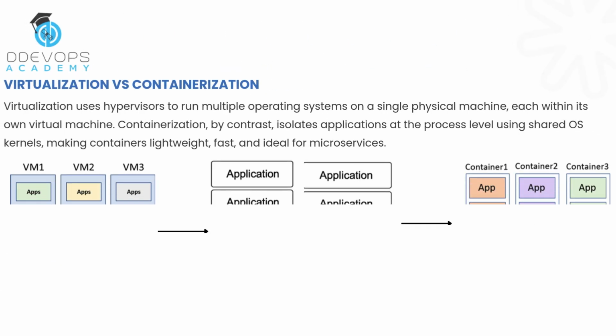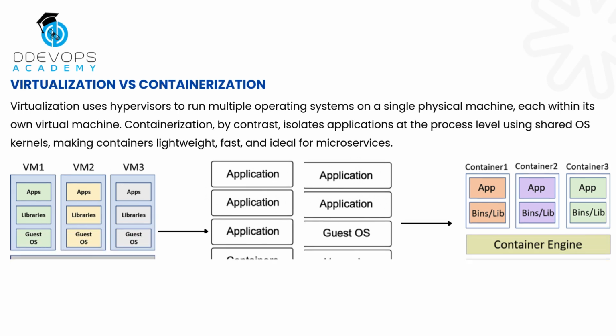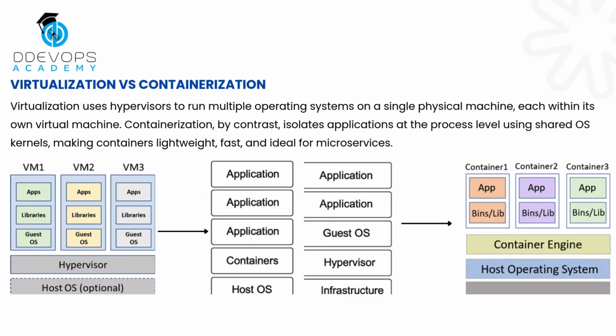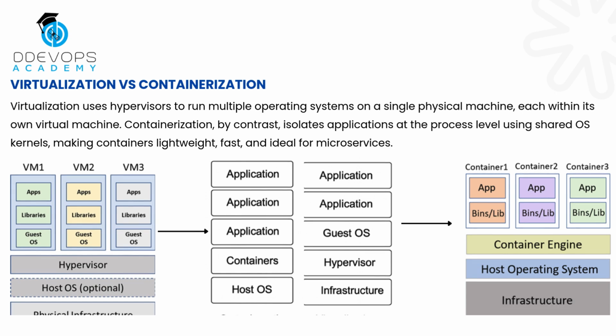Let's break down virtualization versus containerization. Virtualization uses hypervisors to run multiple operating systems on one machine, each in its own virtual machine. Containerization, on the other hand, isolates applications at the process level using a shared OS kernel. This makes containers lightweight, fast, and perfect for microservices. In short, virtualization is heavier, containerization is leaner.